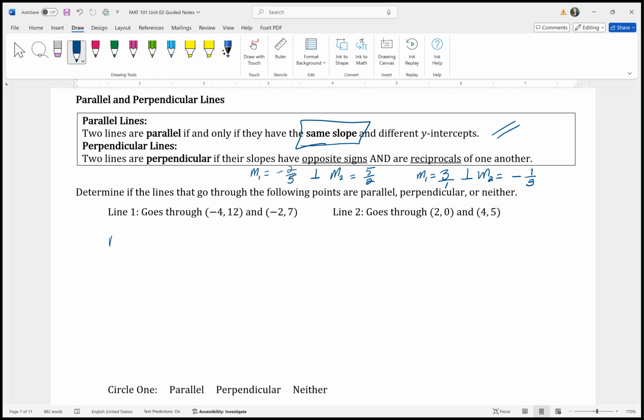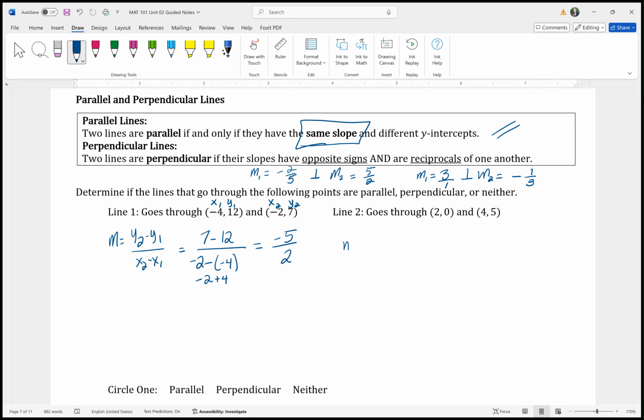Okay, so slope formula is y2 minus y1 over x2 minus x1. Obviously, we need to label these points. So this is going to be x1, y1, x2, y2. Okay, y2 is 7 minus y1 is 12 over x2 is negative 2 minus x1 is negative 4, so putting that in parentheses. So 7 minus 12 is negative 5. And obviously this is negative 2 plus 4, so negative 2 plus 4 is 2. So we've got negative 5/2 as our first slope.